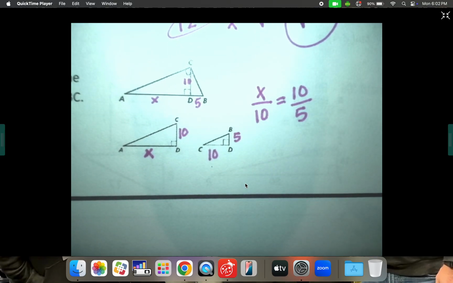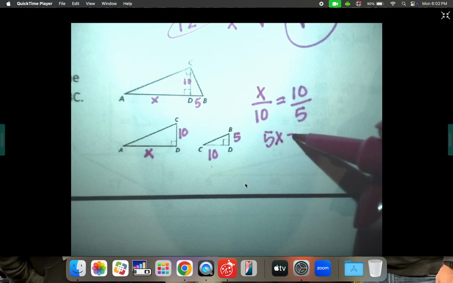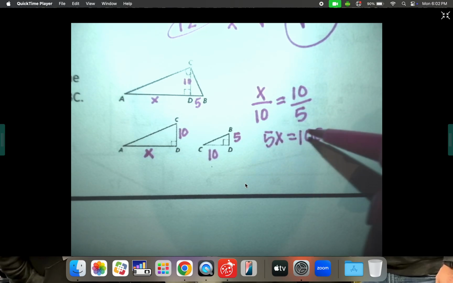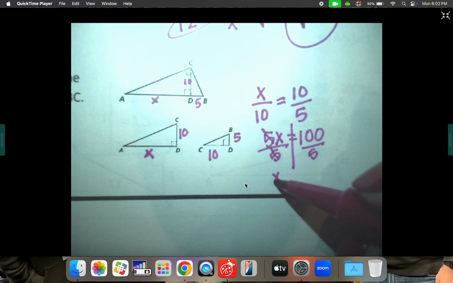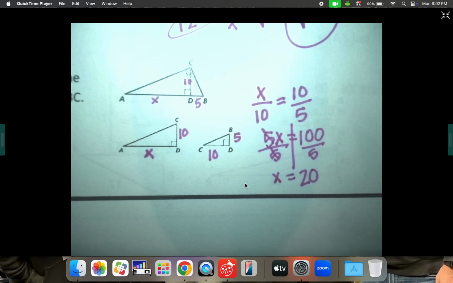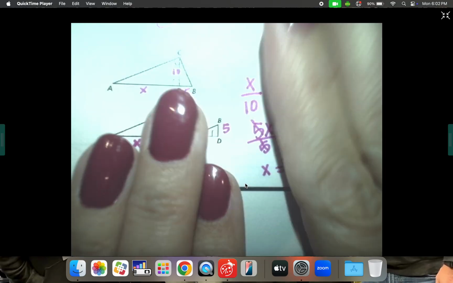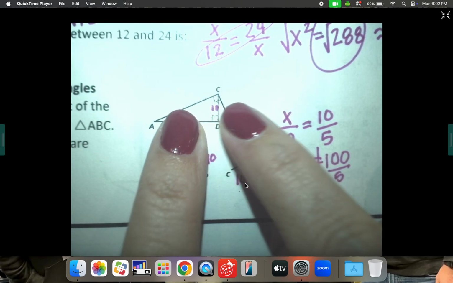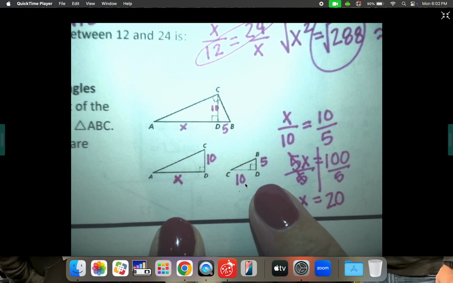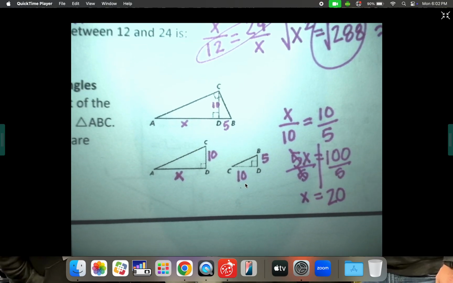But in this one, we actually have 3 of the 4 numbers. So X times 5 is 5X, 10 times 10 is 100, divide both sides by 5, and X would be equal to 20. So we would never have been able to solve it with just this much information unless you knew to separate these and that all 3 are similar. So now we know X is 20.